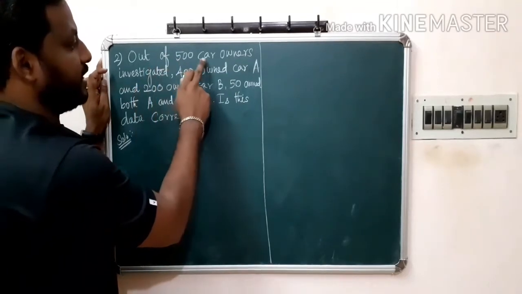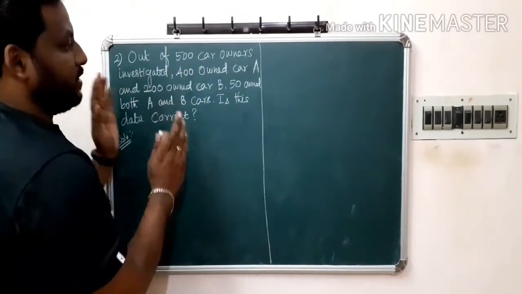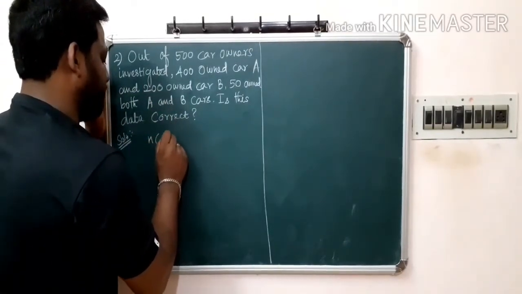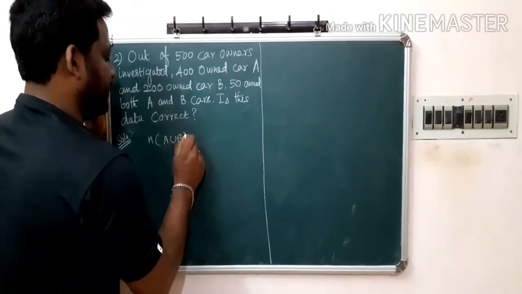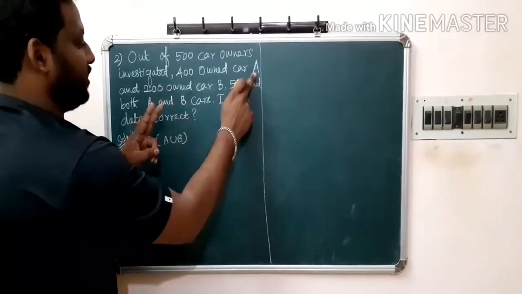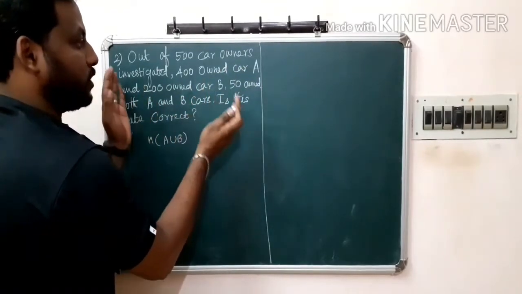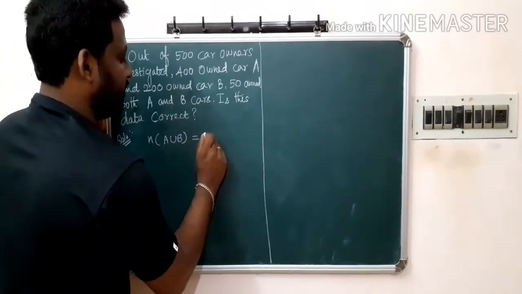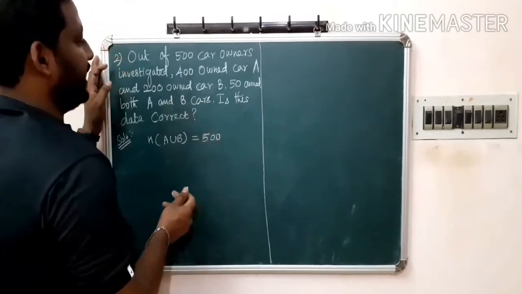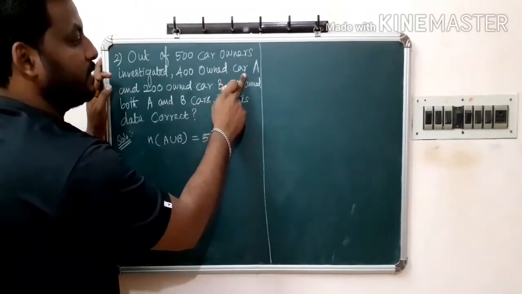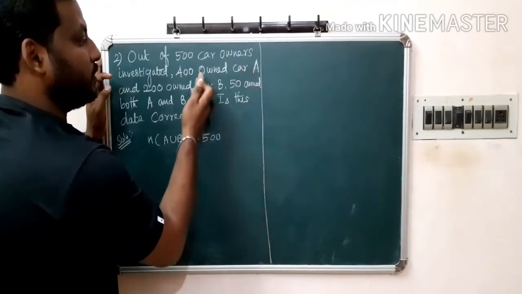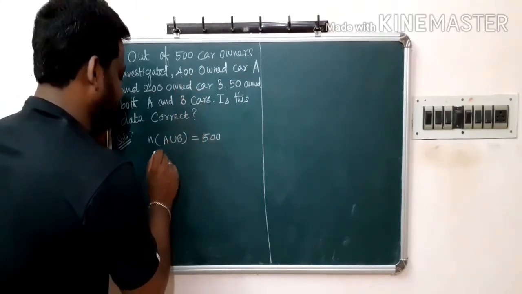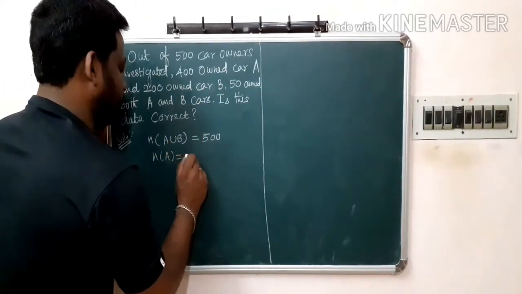So out of 500 car owners investigated, the total number of car owners is 500. So that means n of A union B. Here two types of cars are there, one is car A, another one is car B. So the total number of car owners is 500, that is n of A union B, which is equal to 500. And then how many of them own car A? That is 400 owners. So n of A is equal to 400.